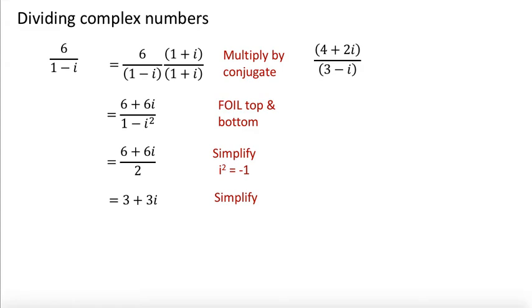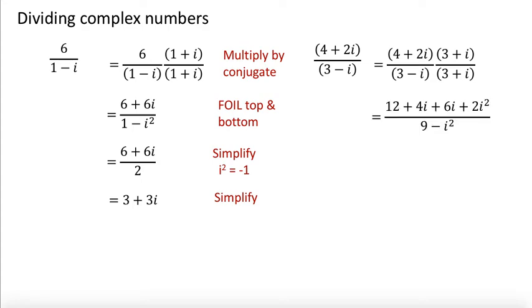Okay, let's do this next one, which is slightly more complicated. Again, but same steps. Slightly more complicated, but the same steps. We multiply the top and bottom by the conjugate. We FOIL the top and bottom. Okay, the top multiplies out nicely. The bottom is the difference of 2 squares, so it's 9 minus i squared. And it'll always be like that if you use a conjugate. This will always be a difference of 2 squares.